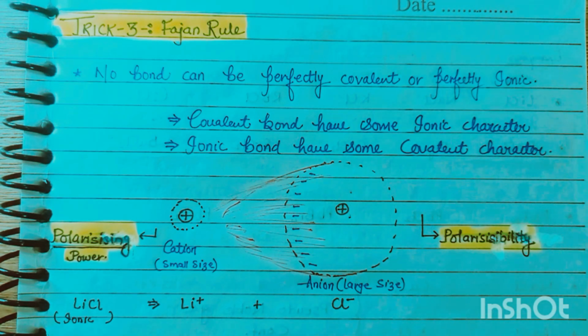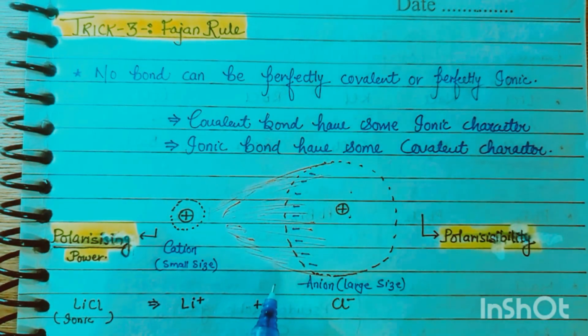Let's see the diagram. This is the example of an ionic bond, because ionic bonds are formed between metals and non-metals. Li is a metal, lithium, while Cl is a non-metal. There is an electrostatic force of attraction between lithium cation and chlorine anion. When these cation and anion come close to each other, you all know, my dear student, that the cation is very small in size in comparison to the anion.